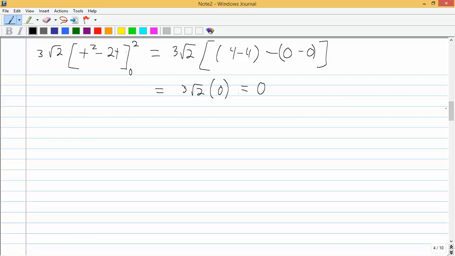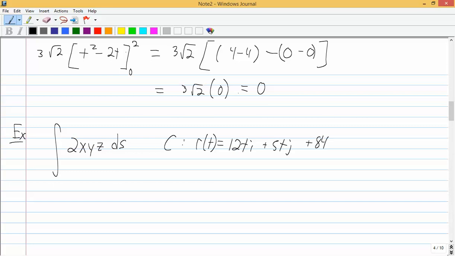Alright, let's look at another one. One more example. Let's do the integral of 2xyz ds along the curve r of t equals 12t i plus 5t j plus 84t k, where t is between 0 and 1.